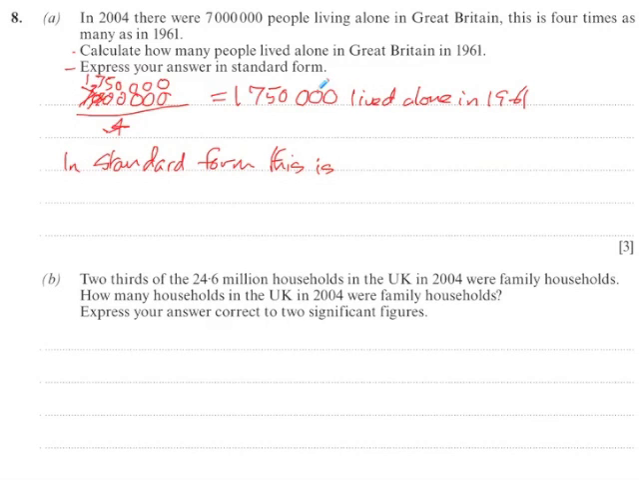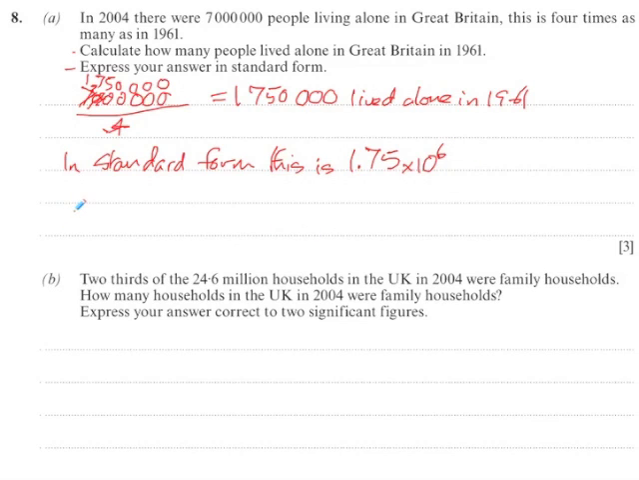So we move it 1, 2, 3, 4, 5, 6. So that becomes 1.75. And you don't have to express the noughts after that. And you put down times 10 to the power. And remember, we moved it 6 places, so you put that down as 6.